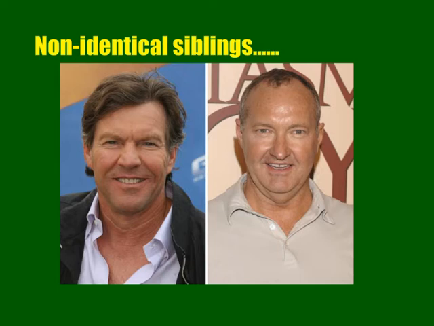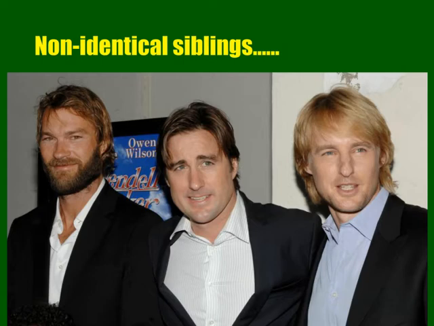And finally, we'll end this little slideshow with a trio of celebrity siblings. And again, these are siblings that are not genetically identical. On the left, you have Andrew Wilson. In the middle, you have Luke Wilson. And of course, on the right, you have Owen Wilson. Now you can notice that their height is a little bit different, particularly if you see that Andrew Wilson tends to be fairly tall, where Luke Wilson and Owen Wilson tend to be a little bit shorter.